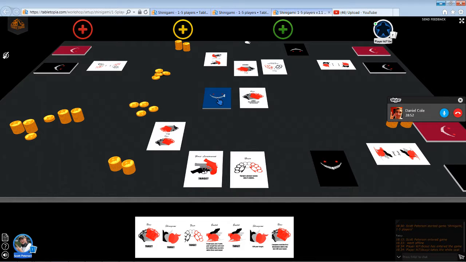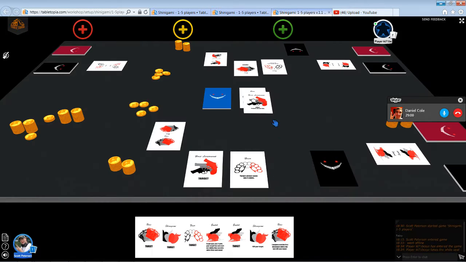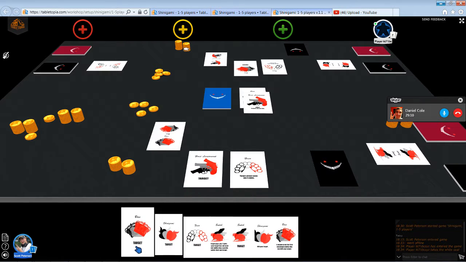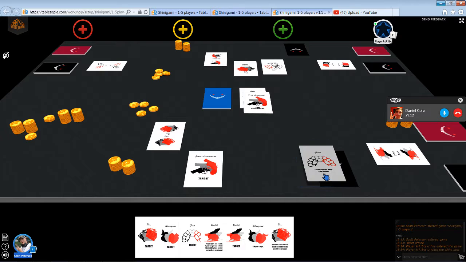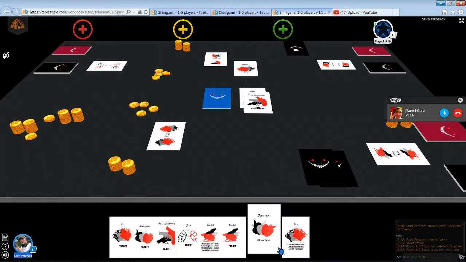So we're going to flip the event card. That is, players do not die. So since neither of us are trying to kill each other, we just have to each pay five units. So we would exchange five units, keeping us where we're at. Okay, this ability gets discarded, and I take my target card back.